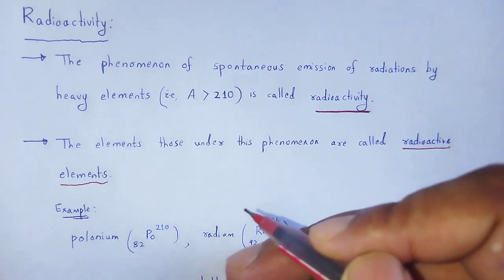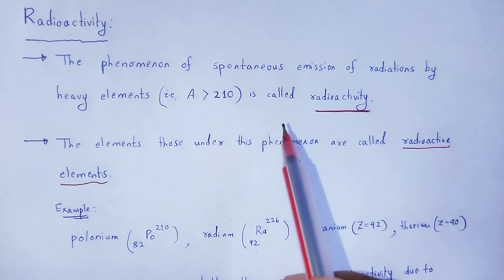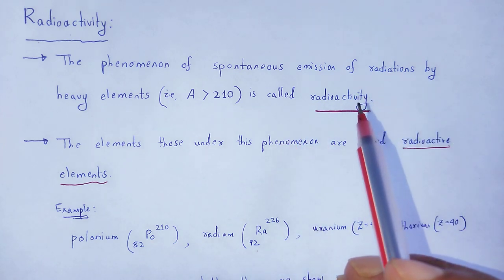Some examples of such radioactive elements: polonium, atomic number 82, mass number 210. This is the atomic number, that is the mass number. Radium, atomic number 92, mass number 226. Uranium, atomic number 92. Thorium, atomic number 90. These are some examples of radioactive elements. They show the phenomenon of radioactivity, meaning they spontaneously emit radiations.